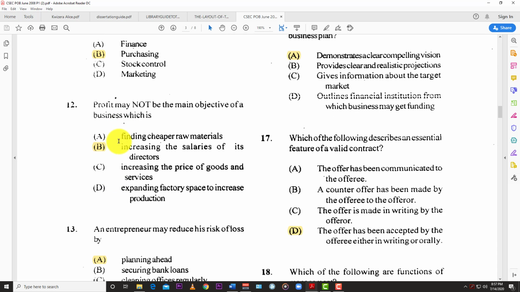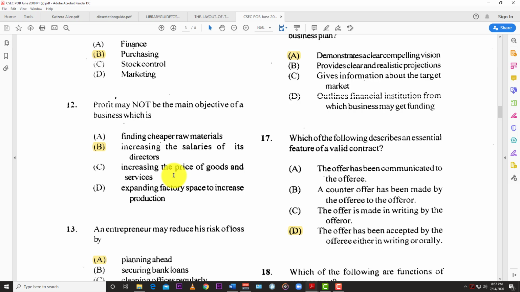Number 12, profit may not be the main objective of a business, which is B, increasing the salaries of its directors. Now, if you're increasing the salary of the directors, it can be out for profit because that's going to eat into whatever profit you might have made. Finding a cheaper raw material, of course, can lead to increased profits, because then you can use that and still charge the same price, but the cost of production would have gone down, so you're going to make a little extra in profit.